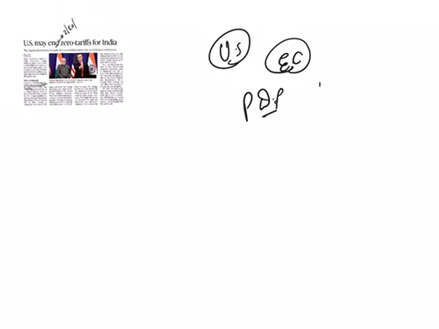What is this Generalized System of Preferences? From the prelims point of view, we should know the key features of this system. First, what is it? It is a United States trade program designed to promote economic growth in the developing world by providing preferential duty-free entry for up to 4,800 products from 129 designated beneficiary countries and territories, out of which India is one.